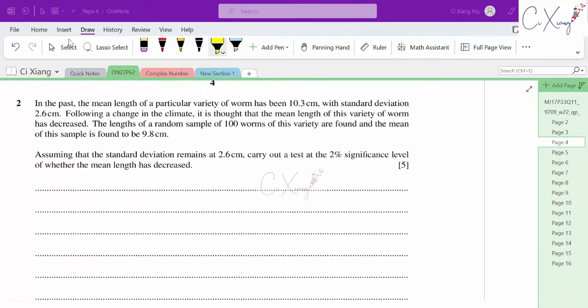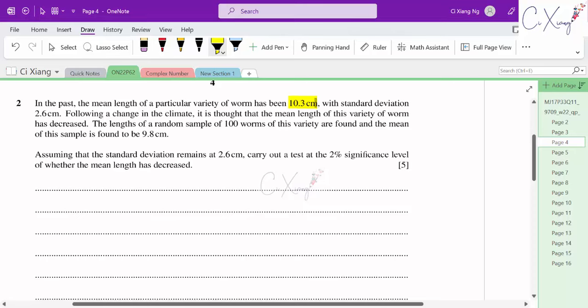Now we come to question number 2. In the past, the mean length of a particular variety of worms has been 10.3 cm with a standard deviation of 2.6. Following a change in the climate, it is thought that the mean length of this variety of worm has decreased. Highlight the word decrease. This is the keyword that helps us form the alternative hypothesis.